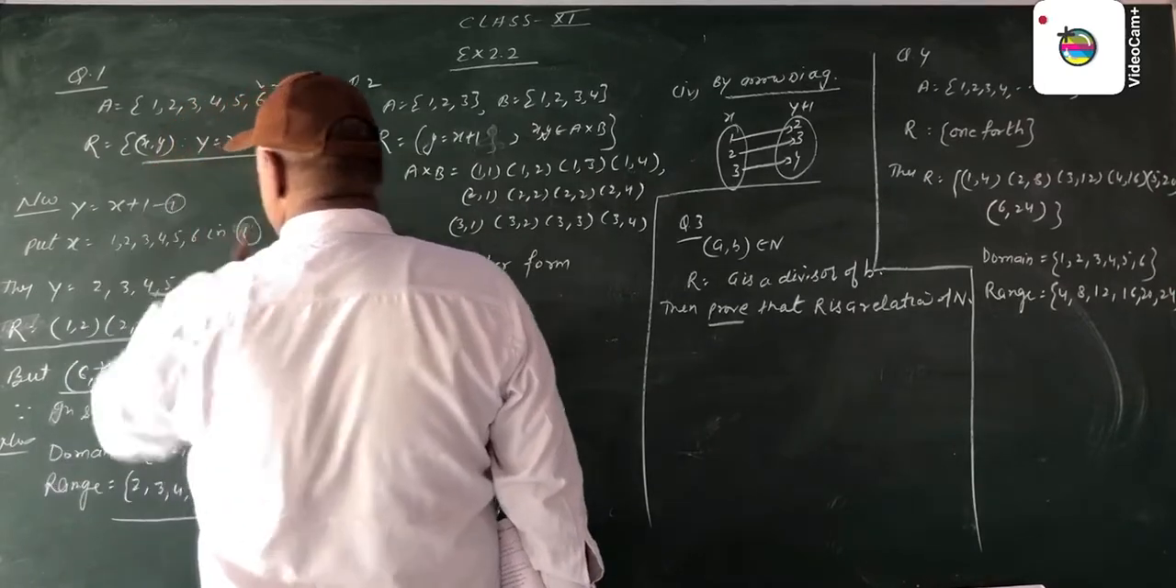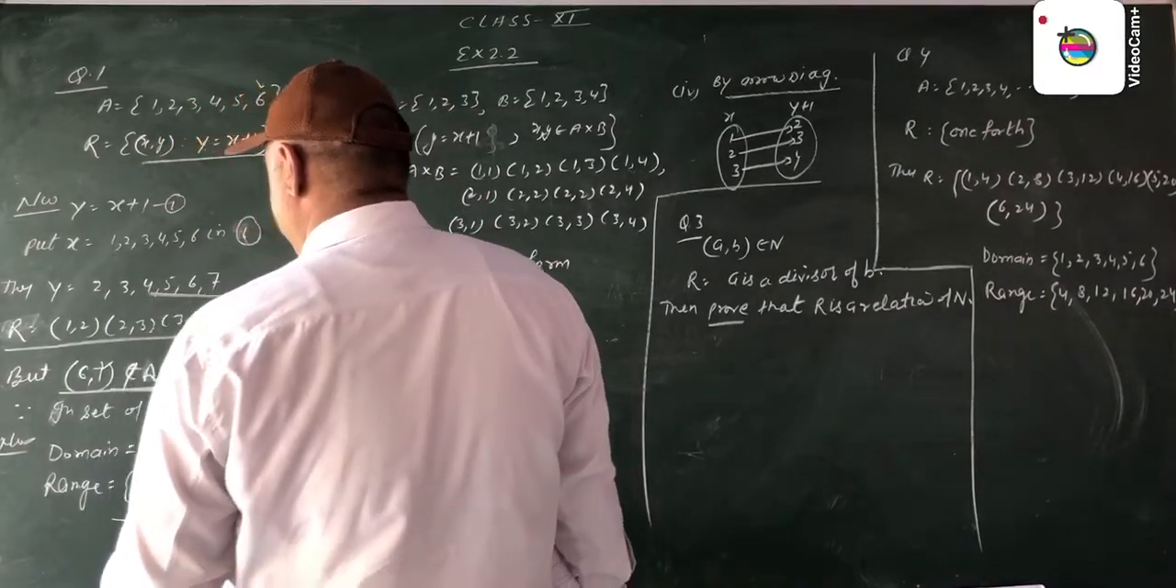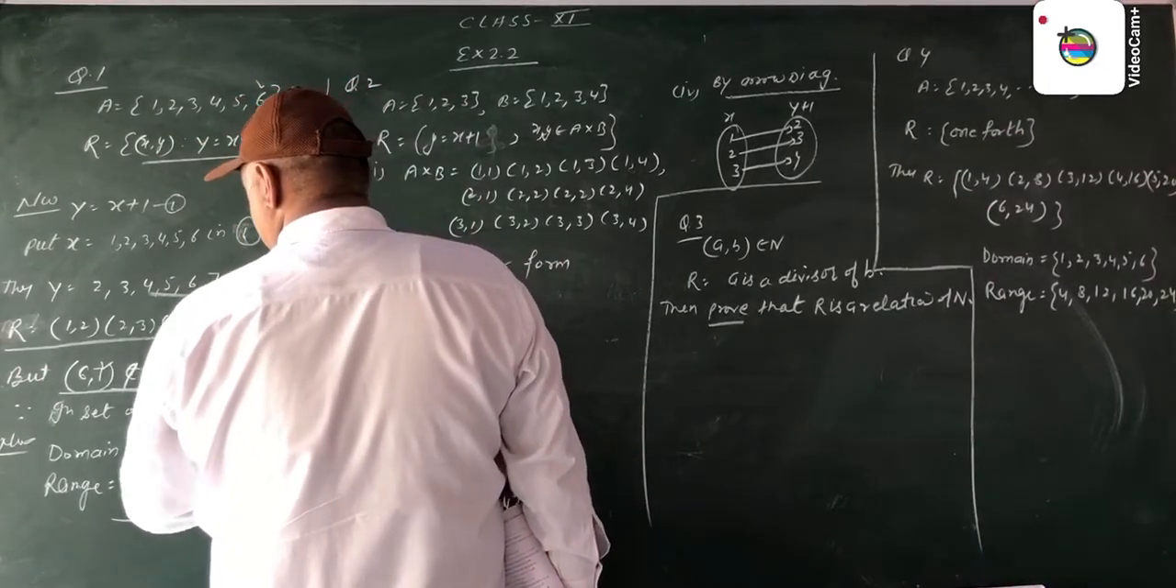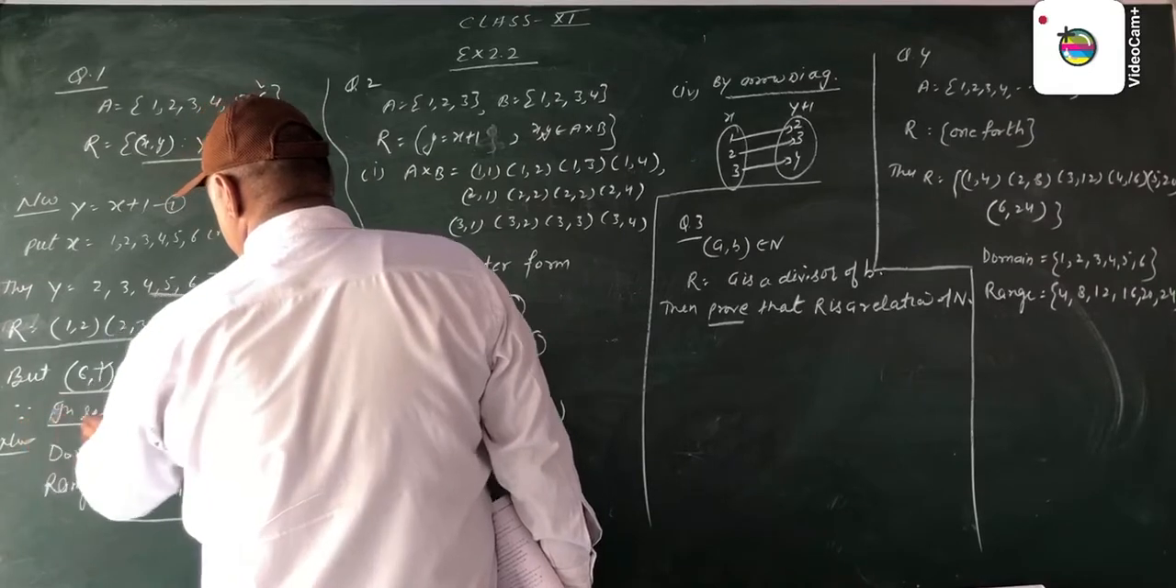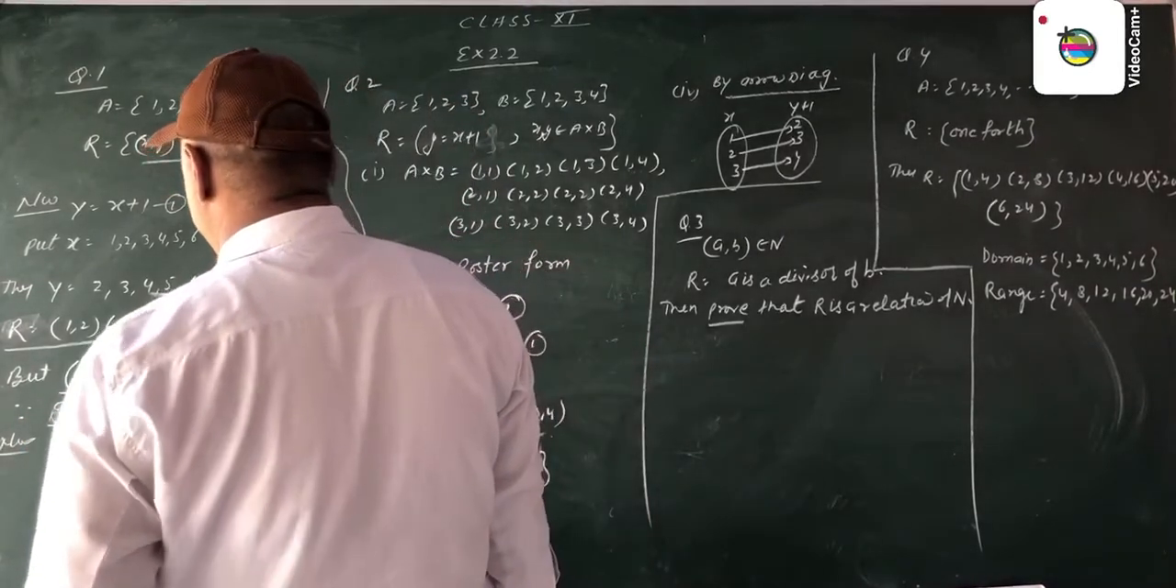7 does not belong to A, so this pair is not in the relation. Then the set A becomes 1, 2, 3, 4, 5, 6. Now this does not belong to A. Now also find the domain and range.